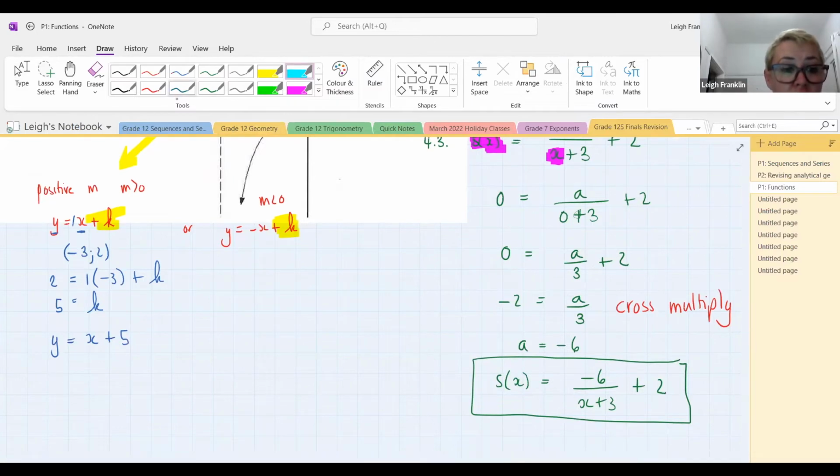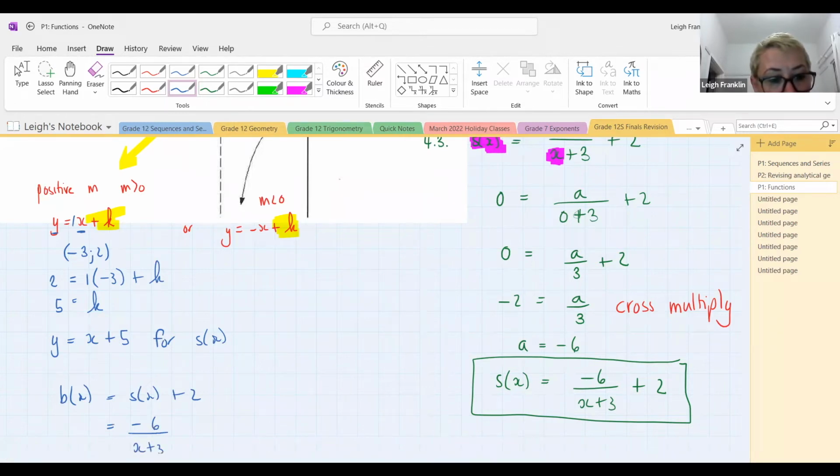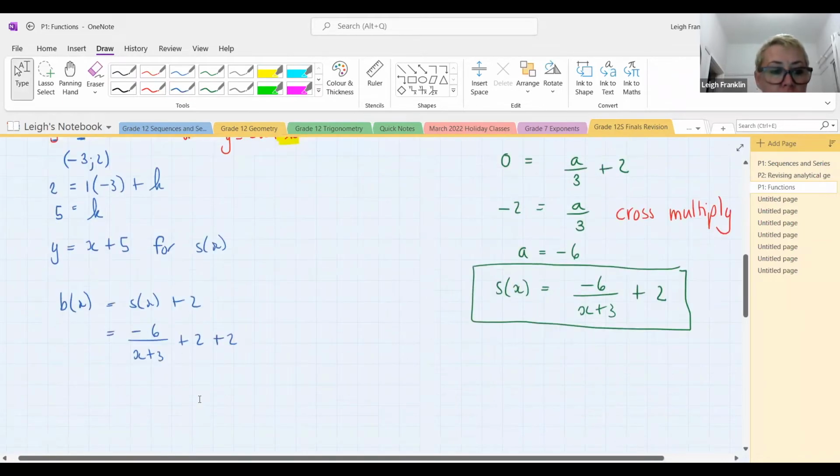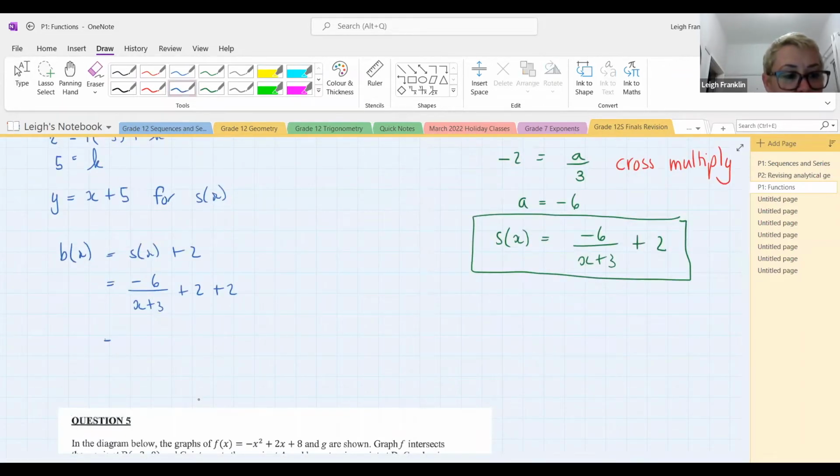So this is of s of x. Okay, this is for S of x, but B of x is equal to S of x plus 2. So in other words, what we've got is minus 6 over x plus 3 plus 2 plus another 2 on the end. Okay, so B of x is the function minus 6 over x plus 3 plus 4.